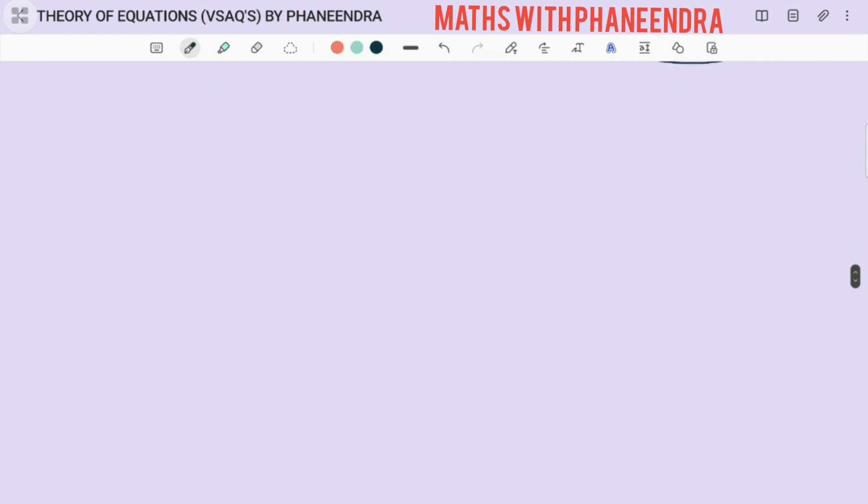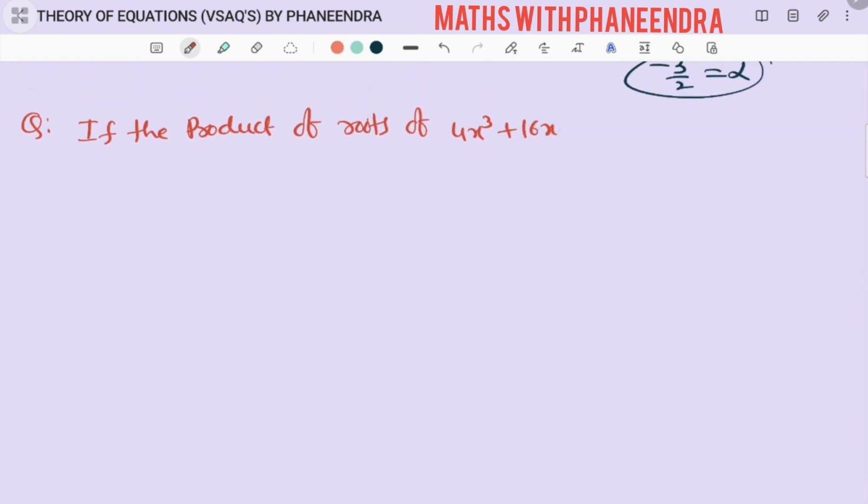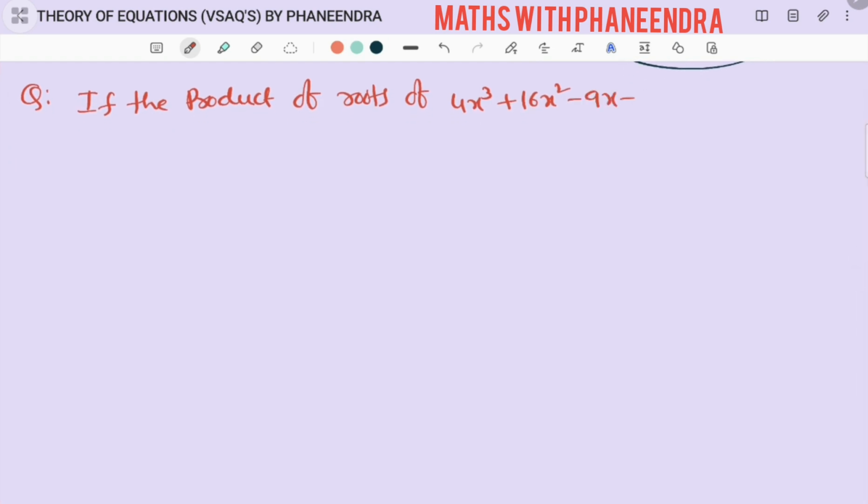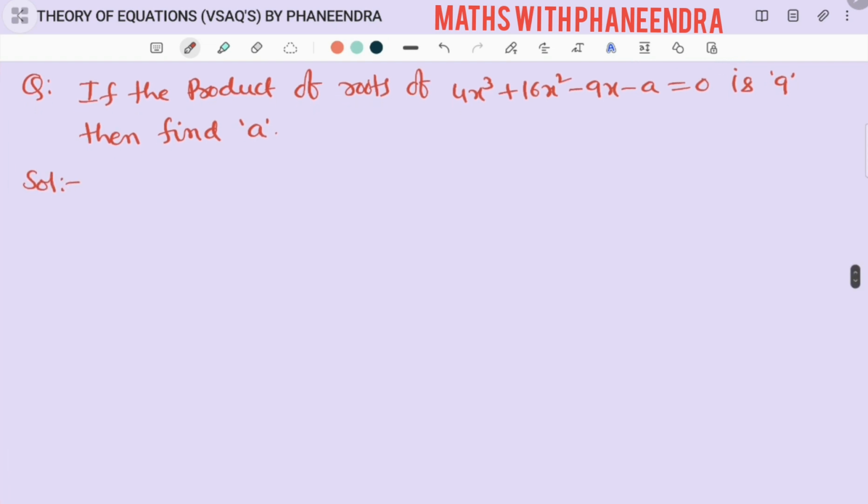So, based on the product especially, that question we will discuss. If the product of the roots, this question APTS asked 2-3 times, in 2016, 17, 19: if the product of the roots of 4x cube plus 16x square minus 9x minus a is equal to 0 is 9, then find a.